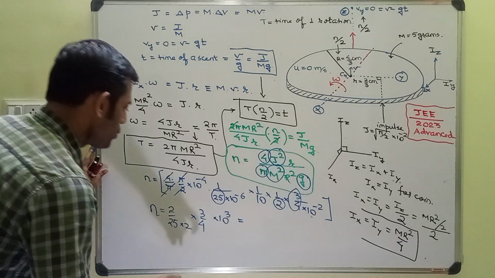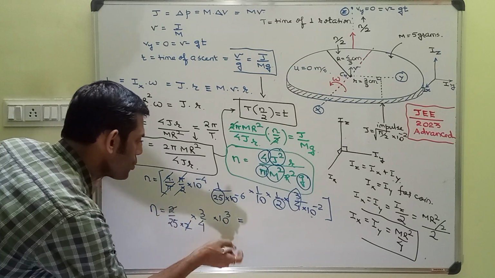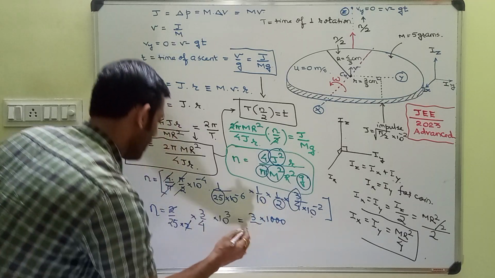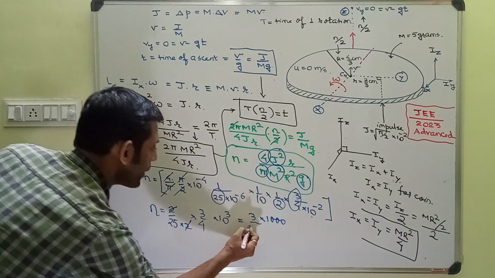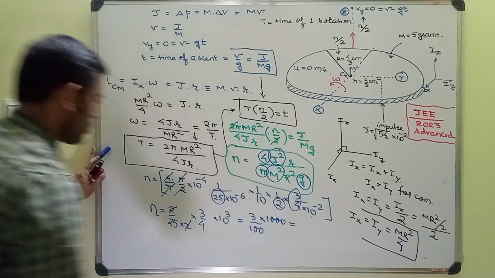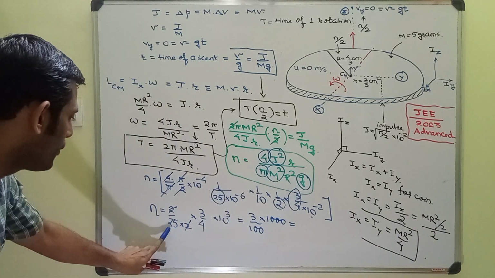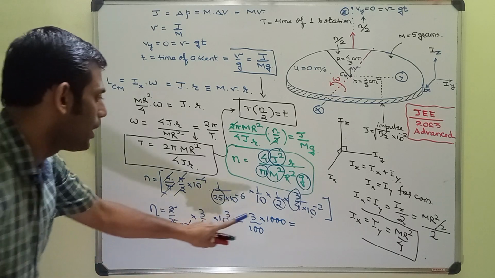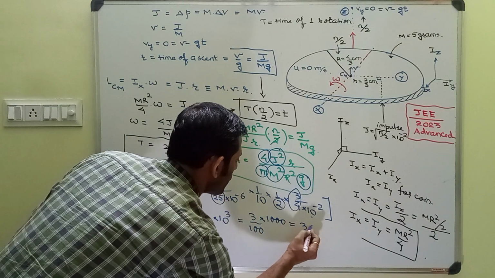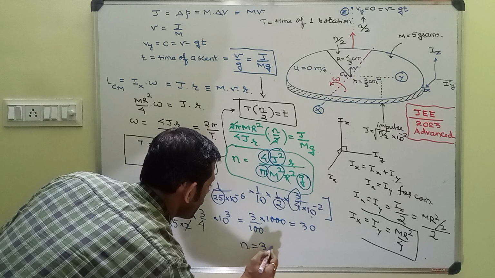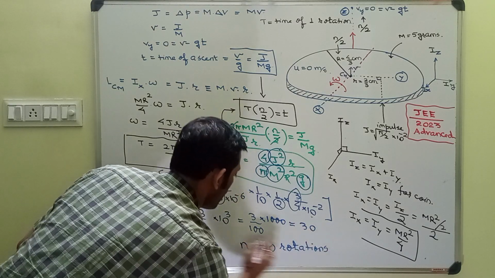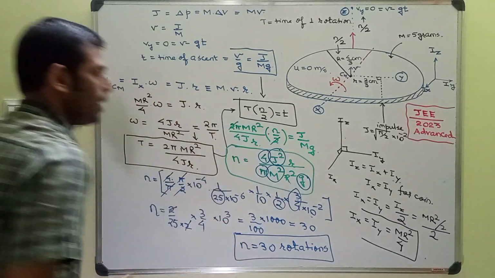Let's solve this. So, what happens is this 2 goes, and we have 3 into 1000 by 100. 25 into 4 is 100. 100,000, and that means this is pure 30. That means n is equal to 30 rotations, and this is the answer to this question.